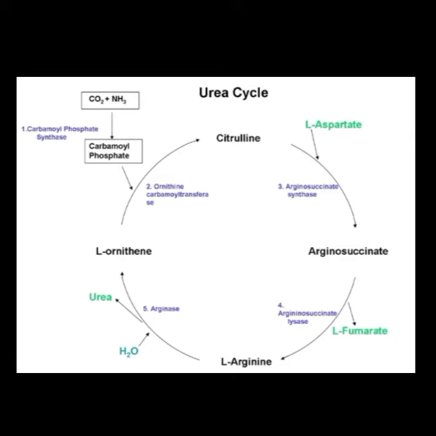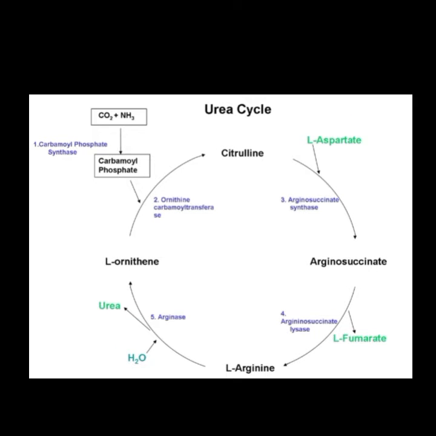In urea cycle, the liver converts ammonia to less toxic urea. Urea so formed is transported to kidneys and get excreted in urine. The process of production of urea is known as urea cycle. It was discovered by Hans Krebs and Kurt Henseleit in 1932. Hence, it is also known as Krebs-Henseleit cycle.